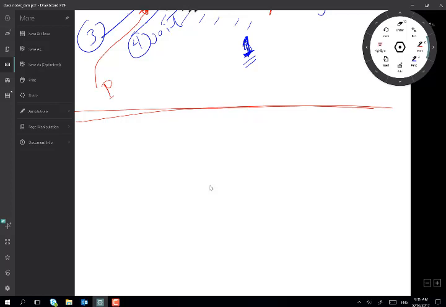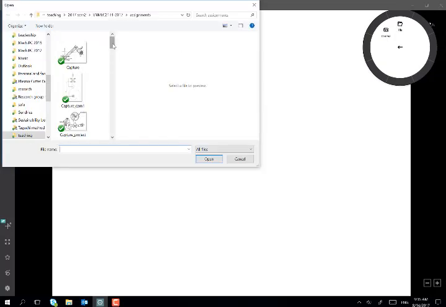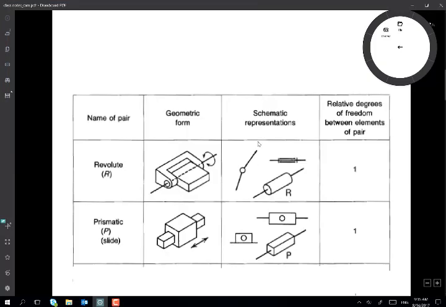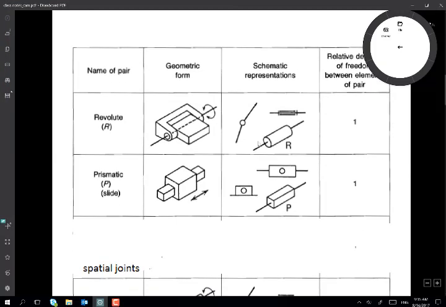Now over here, I'm going to insert a table, which has a list of joints that are available to us. So this table tells me that I have revolute joints, that's all.